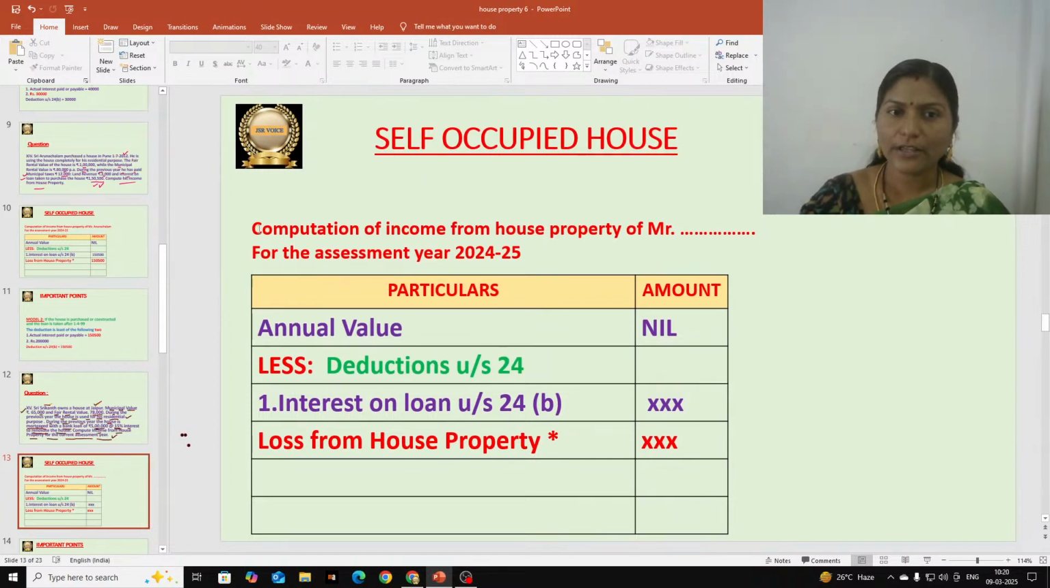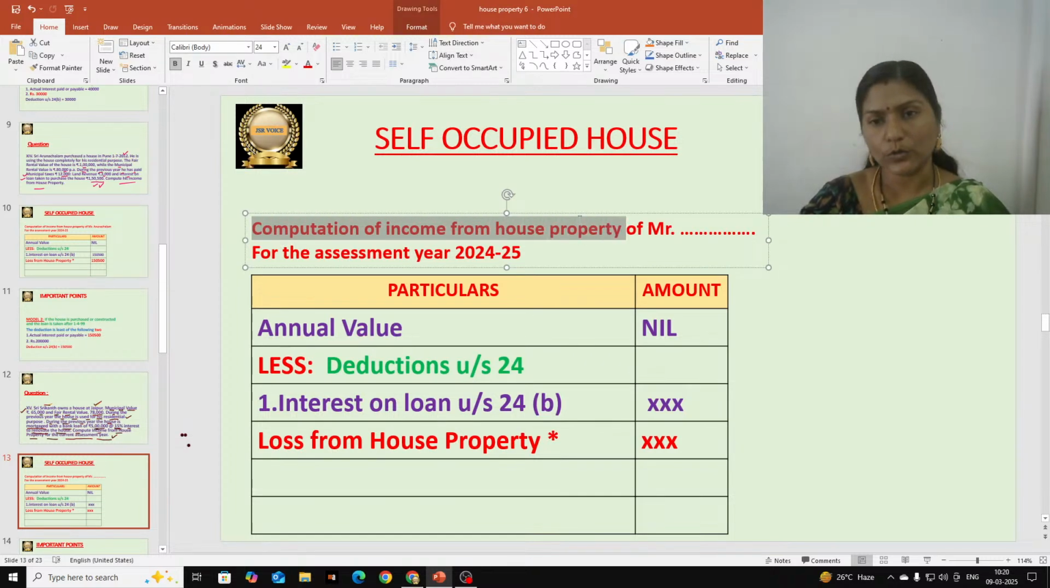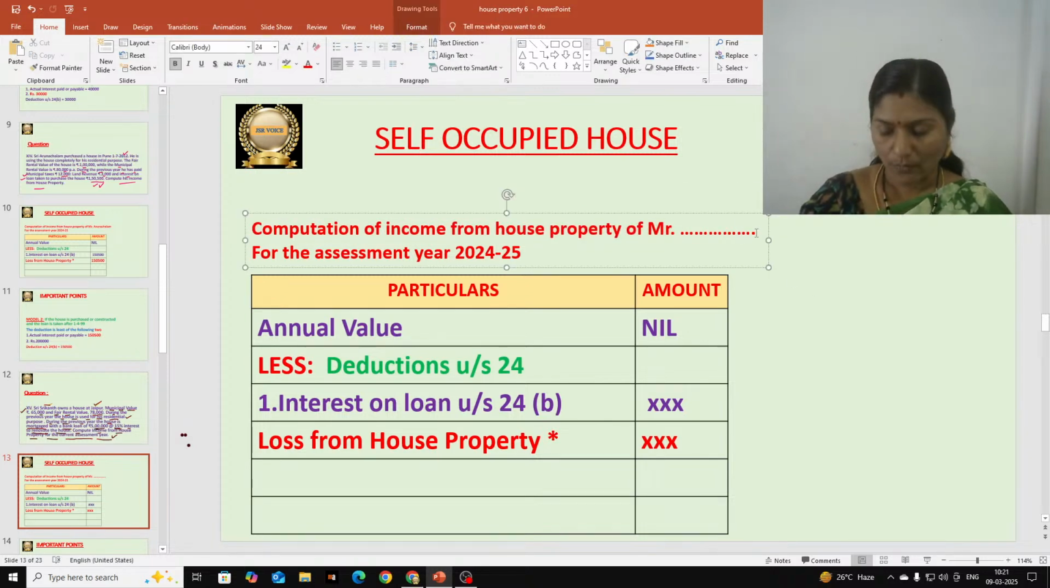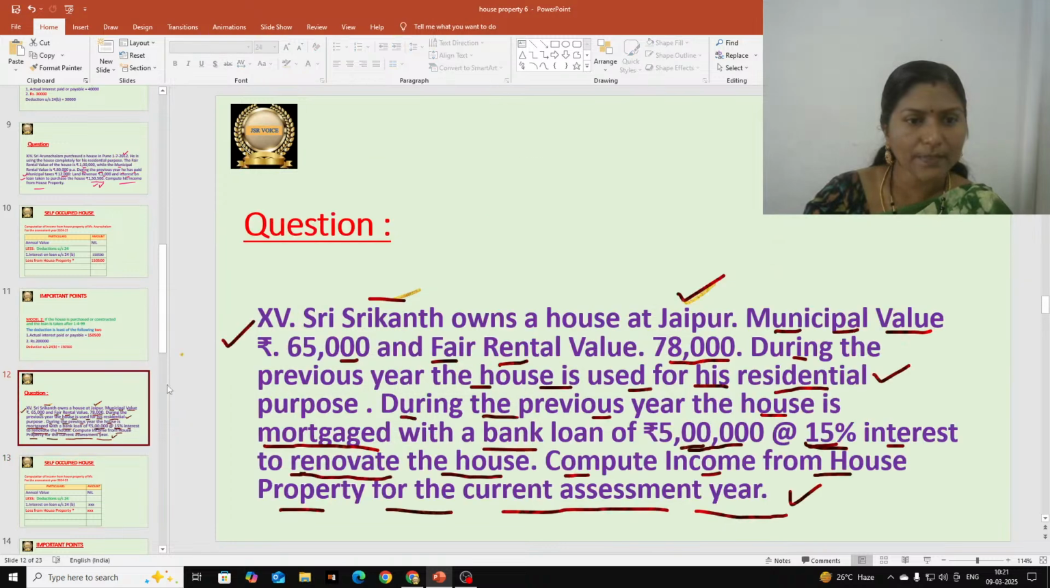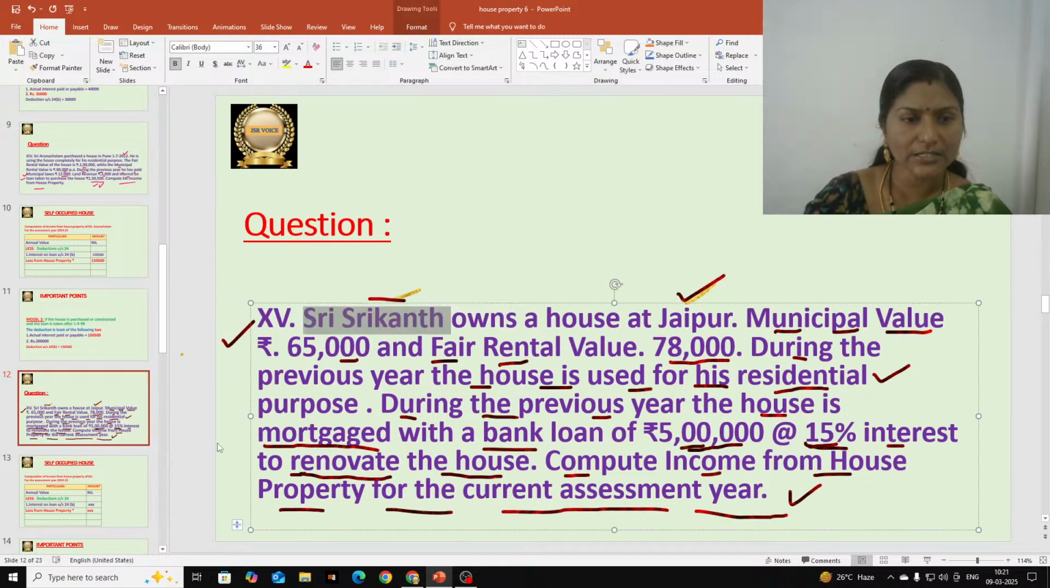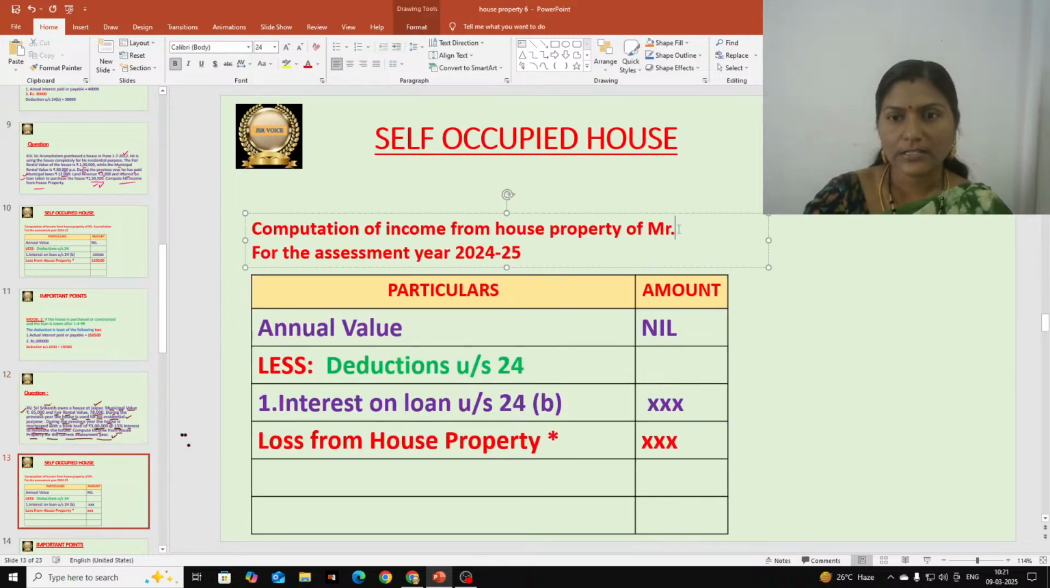And we should give a heading, students, always. What heading? Computation of income from house property of Mr. The name should be recorded there. I will write the name of the assessee. What is the name that we have in the question? That is Sri Srikant. You can see Sri Srikant. Here we have the name of the assessee. Let us write Sri Srikant.